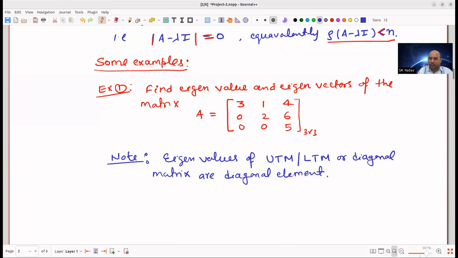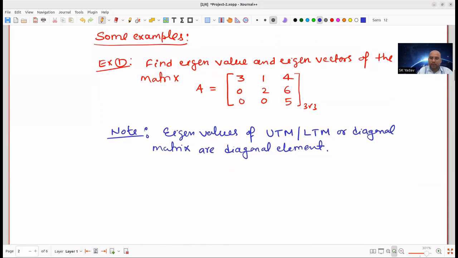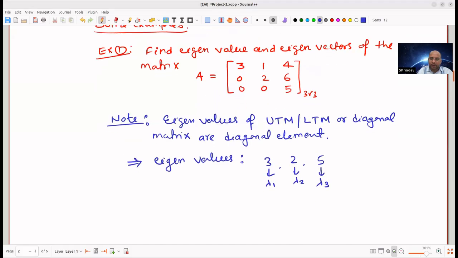This fact will save your time while computing eigenvalues. Although if required, you can write the characteristic equation and then solve it. So here I can write directly lambda 1, lambda 2, lambda 3, and this implies the eigenvalues are the diagonal elements, that means 3, 2, and 5. I can write lambda 1 for simplicity, then lambda 2, and the third one is lambda 3. You can write them in any order, order will not matter here. So I got the eigenvalues.